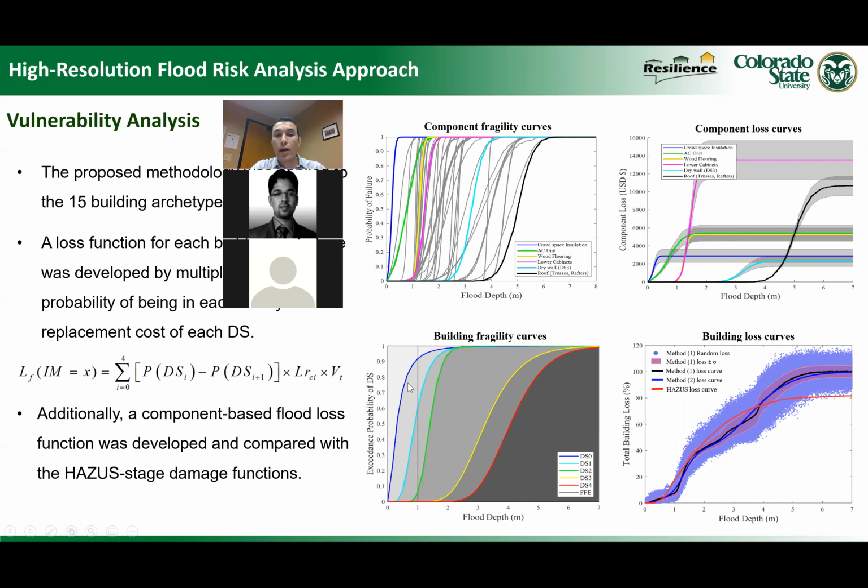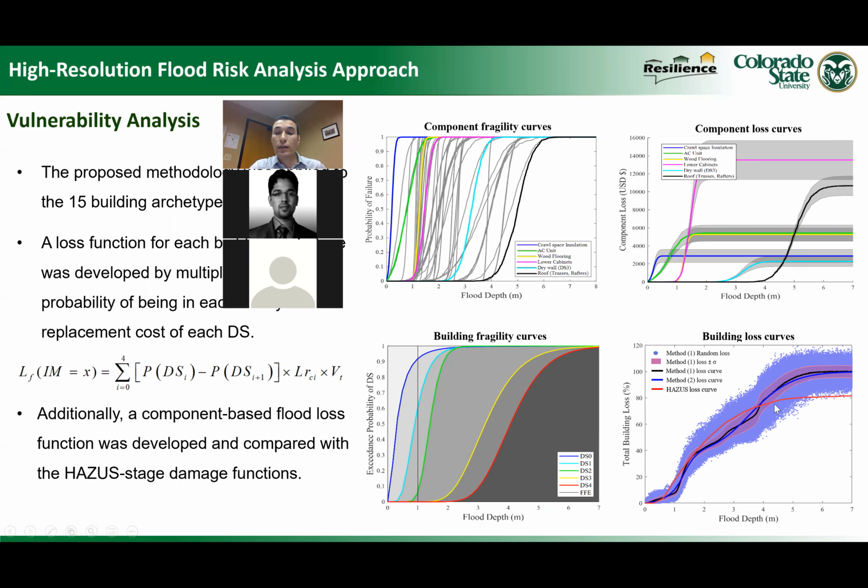So we have damage state 0, 1, 2, 3, and 4. So we basically have our flood depths up to 2 meters. We calculate the exceedance probability of damage state 3, damage state 2, damage state 1, and damage state 0. Also, we developed 2 ways of calculating the loss associated with each flood depth.